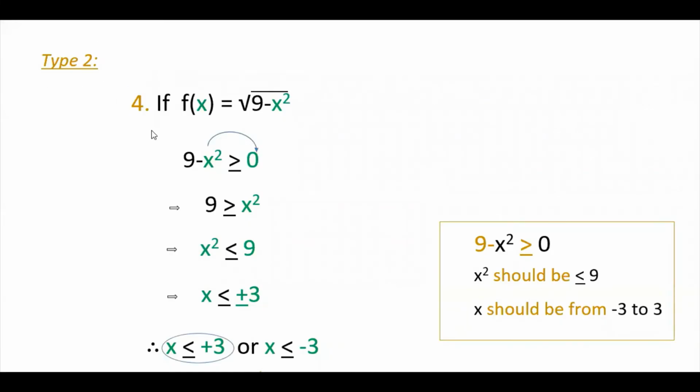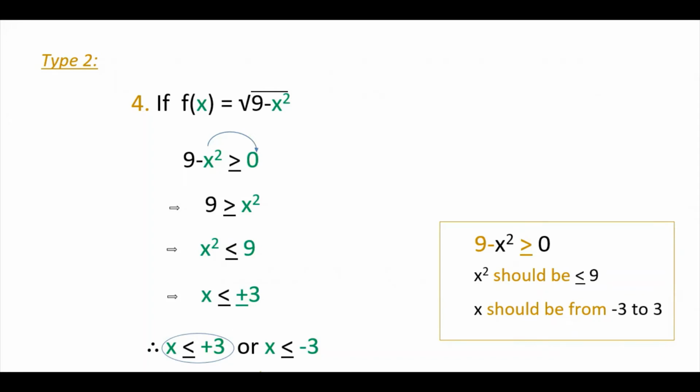This is another type of problem. If f of x is equal to square root of 9 minus x square, here it is a square number. So 9 minus x square is greater than or equal to 0. Therefore 9 is greater than or equal to x square. Therefore x square is less than or equal to 9. Therefore x is less than or equal to square root of 9, that is plus or minus 3. If you square plus 3, you get 9. If you square minus 3 also, you get 9. So x is less than or equal to plus or minus 3.